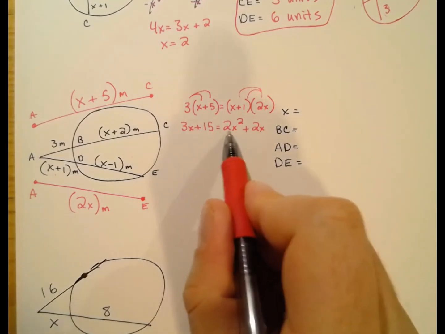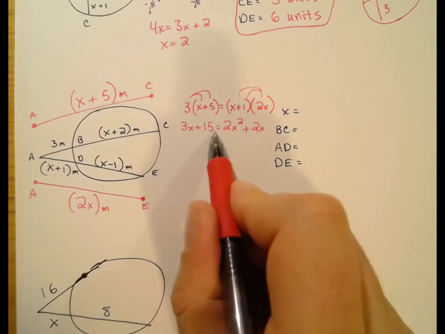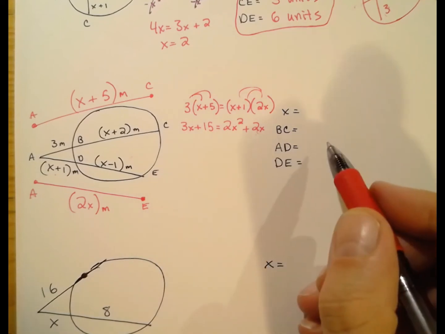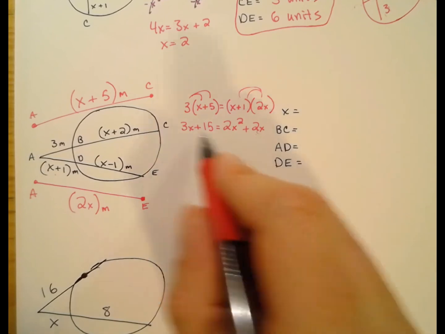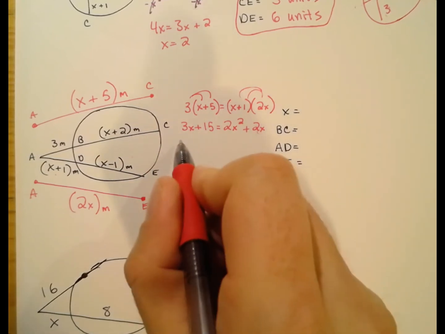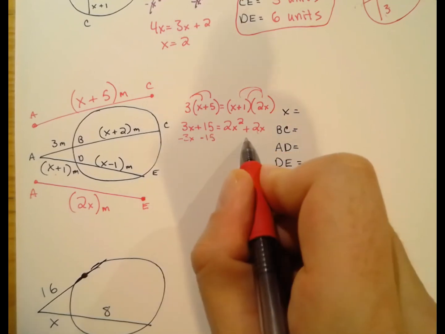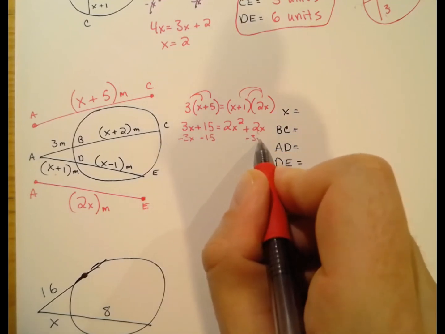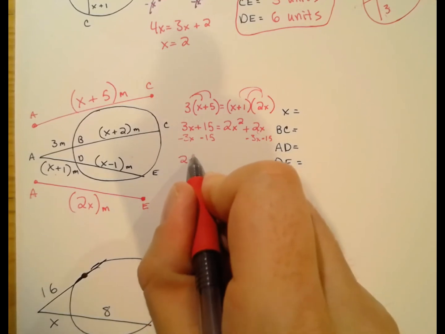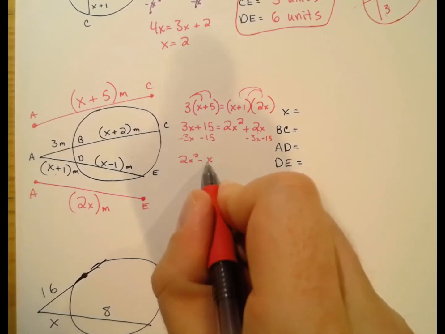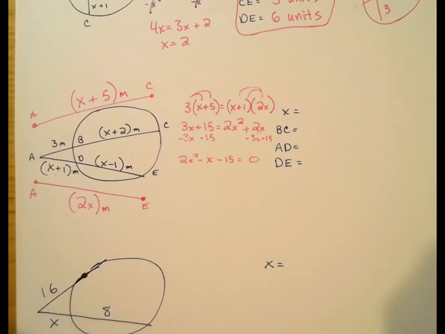And I do have an x squared and an x and a constant. So we have an a, a b, and a c. Let's move everything to one side of the equal sign and just the plain old 0 on the other side. So I have a 2x squared minus x minus 15 equals 0.